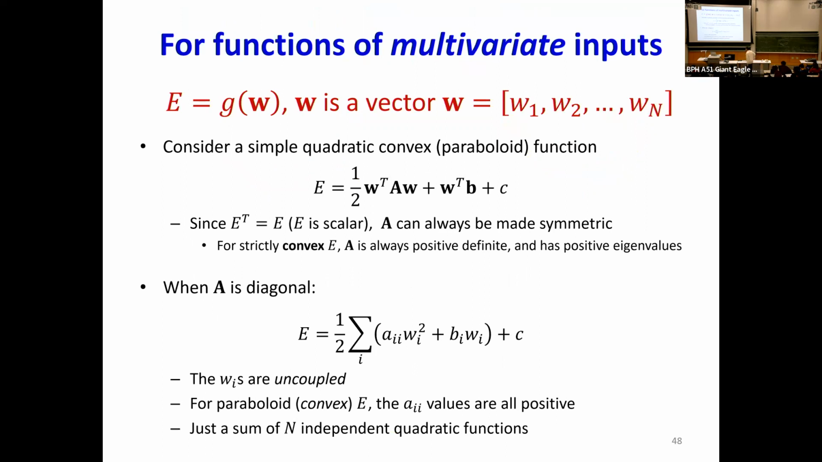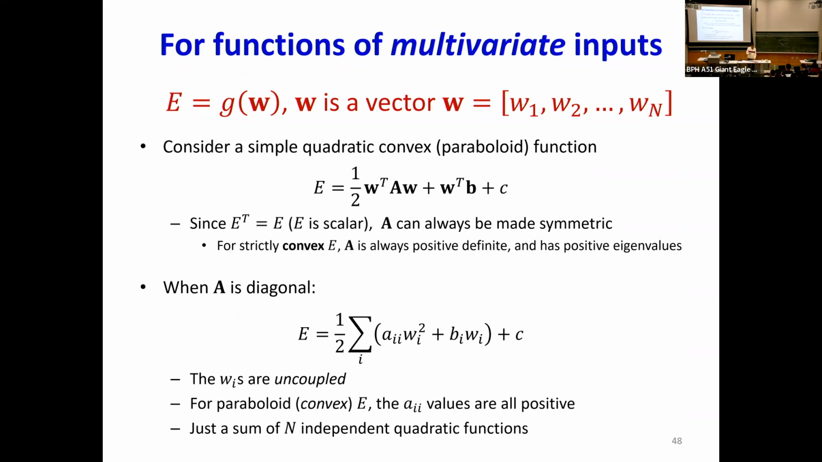So that's for univariate functions, where I showed you a function of a single variable. What about multivariate functions? What if x is a vector? If x is a vector, then this is what the function is going to look like. The quadratic still has the same property, except now it's going to be in terms of matrices and vectors. So W is a vector, and the quadratic is half of W transpose AW plus W transpose B plus C. It's still a quadratic.